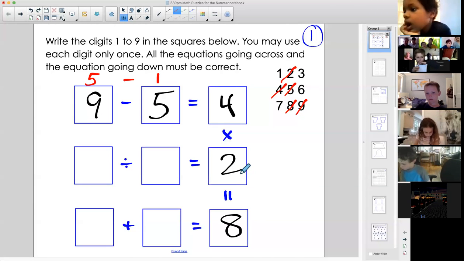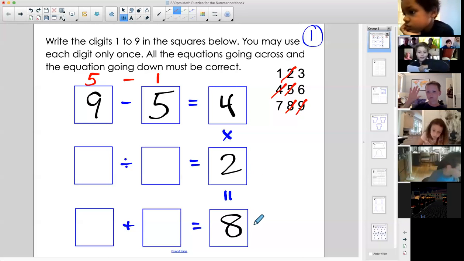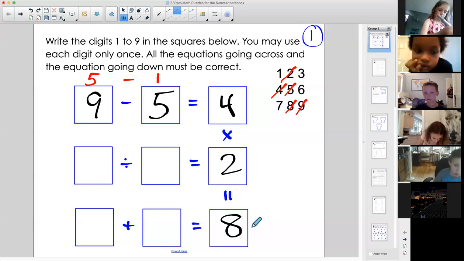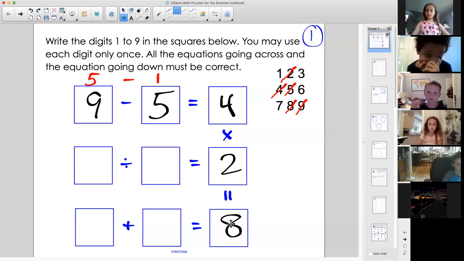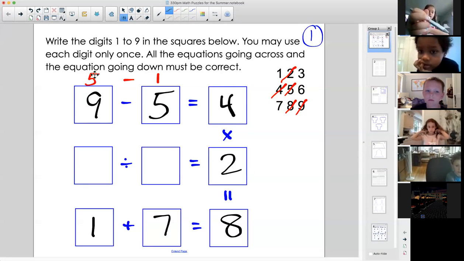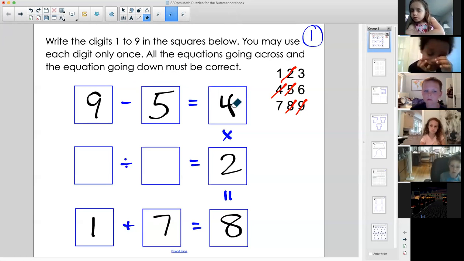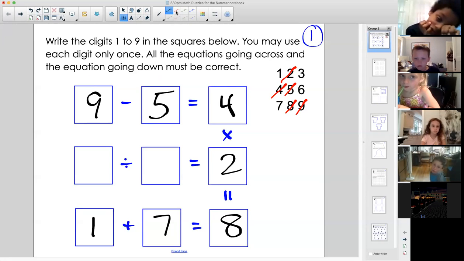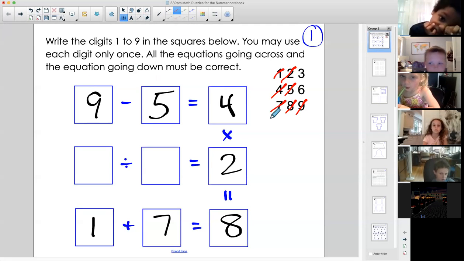Cam, can you give me your idea? I was thinking we would use 7 plus 1 to equal 8. Everybody, can we say awesome? The only way to make 8 with these numbers remaining is 1 and 7. So Victoria, we're not going to be able to use your 5 and 1 if we use the 1 and 7 to make 8. So let's cross out the 1 and the 7 that Cam gave us.